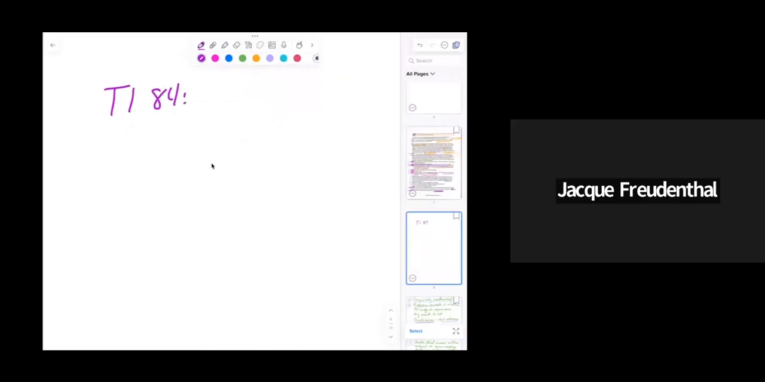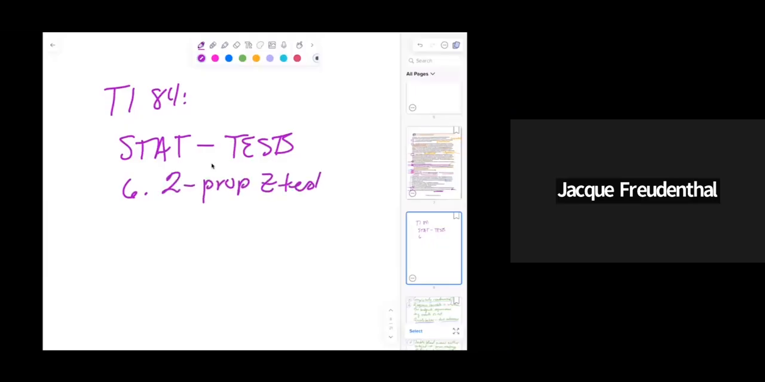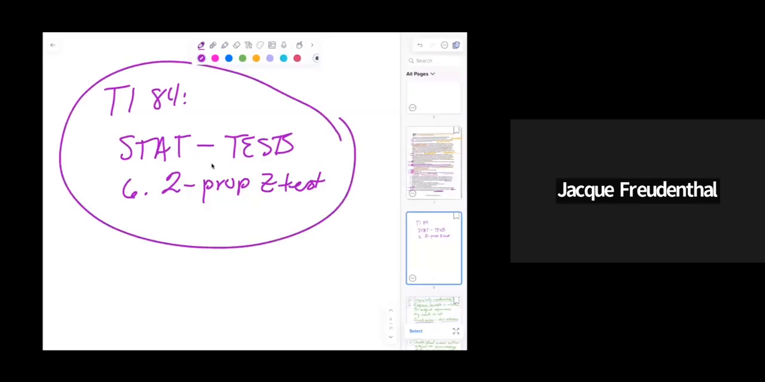you have a button called Stat. So you can go to your Stat button, and then you arrow over to Tests. And this is a 2 proportion z-test, so this would be number 6, 2-PropZTest. Okay, so you want to select that one. And then it lists just like you would see in StatCrunch: x1, n1, x2, n2. You get to choose your tail on the test and you calculate. So that's how you can do the same things with your calculator.